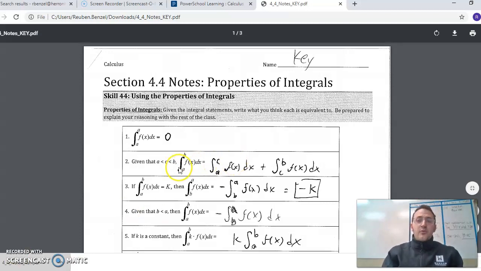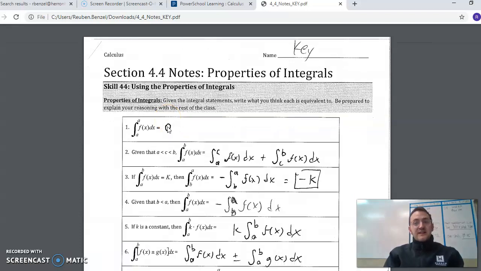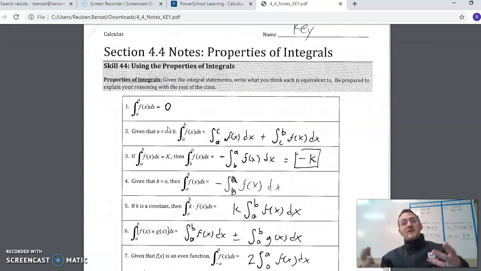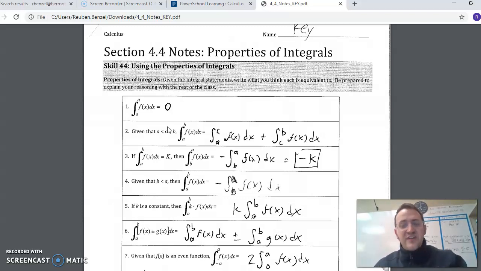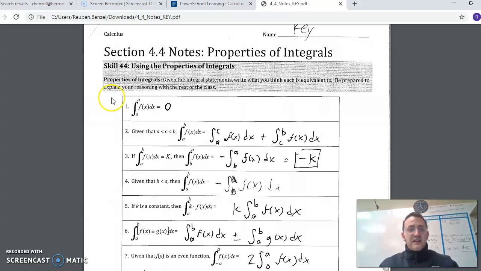All right, section 4.4. So these are properties of integrals. And these are some useful properties that we see on the type of questions that we're about to go through. The first property is that if you have an integral that has the same upper and lower limit, then that integral is 0.